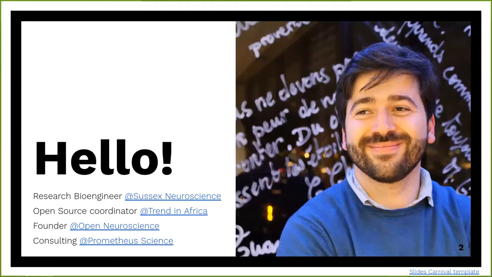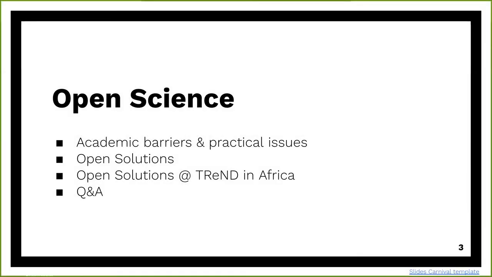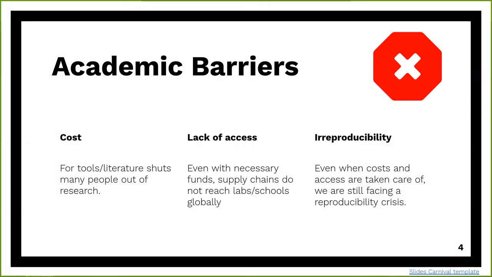And so let's get to it, right? This is enough about me. Today we're going to see academic barriers and practical issues currently in science and research. Then we're going to see some open solutions, some of the things we do in Trend in Africa's open solutions. And then we have time for questions, some answers and a chat, okay? Just to start off, and I'm sorry to start on this note, but I think it's good to frame the problem that we have in research today, right?